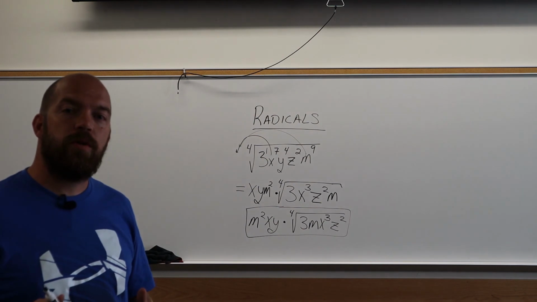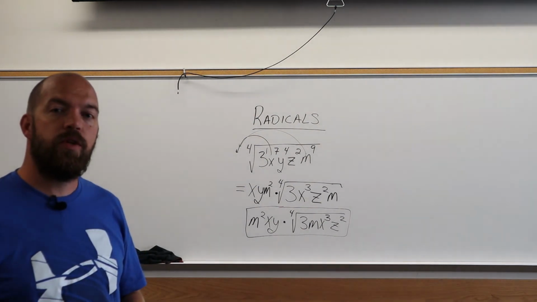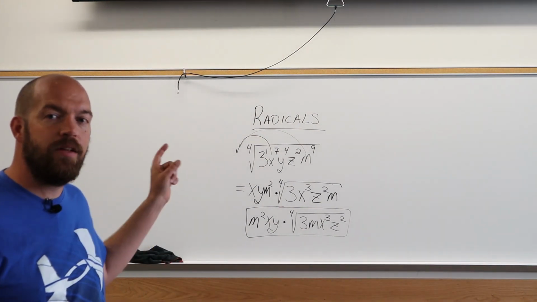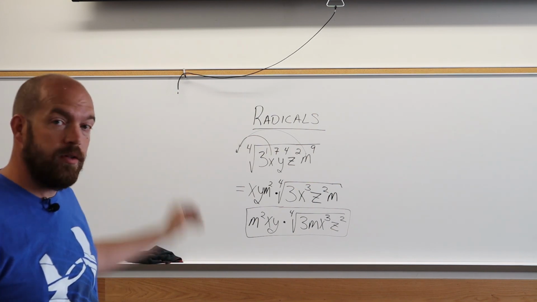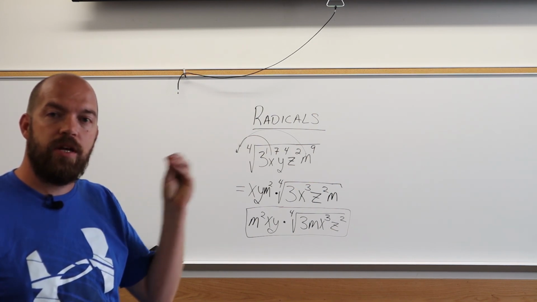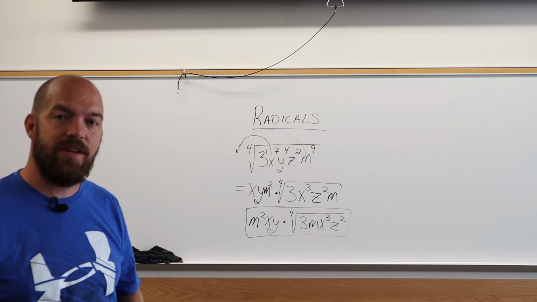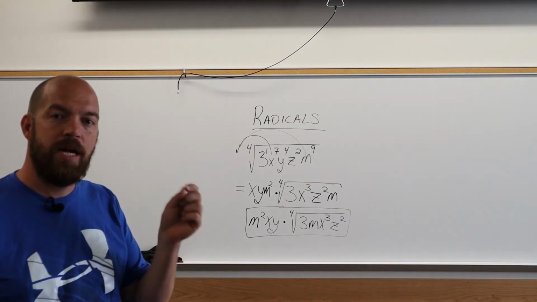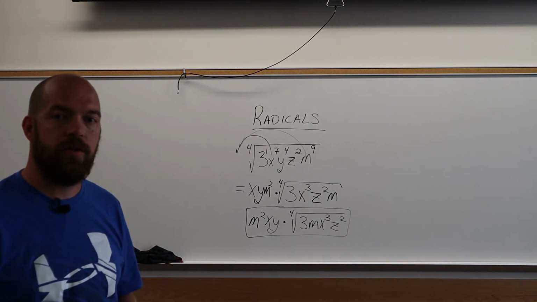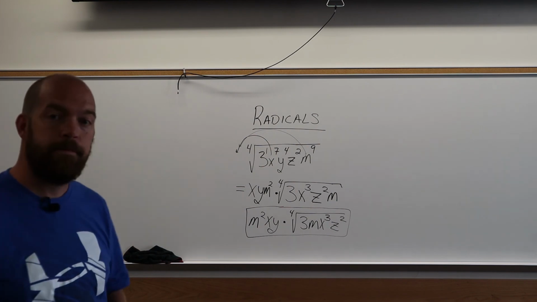So long story short, when you're simplifying radicals, you need to look at the index number, the tiny little number that's up by the radical, and you're trying to match that up with a power that's on the inside of the radical. If you can get them to match up, it's kind of like cashing in the tokens, and then you can go from there.